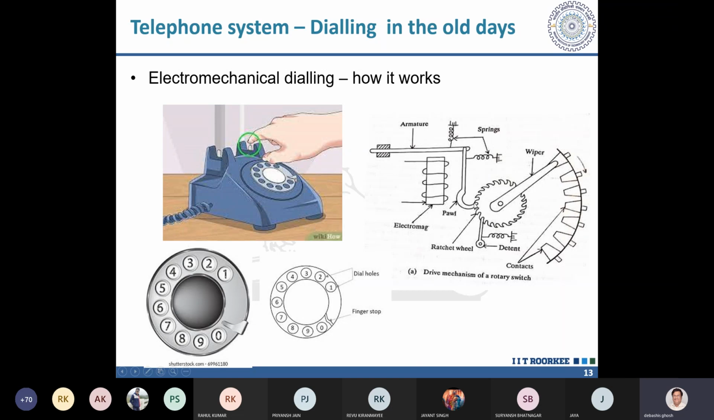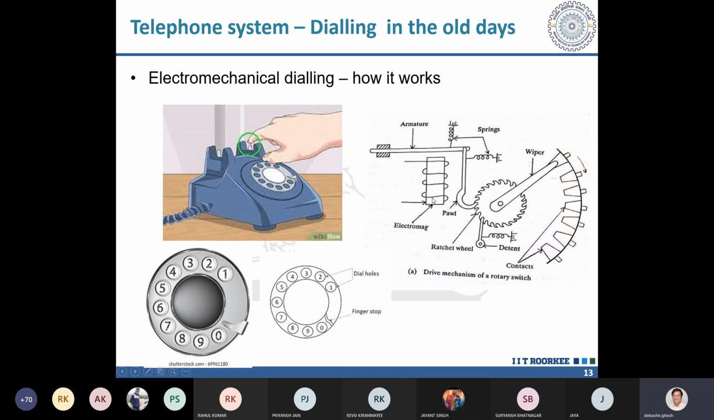Whenever this armature is coming down, you can see there is this ratchet wheel. This hook is called the pawl. This pawl is holding the ratchet wheel from moving. It will not allow the ratchet wheel to move at all. Otherwise, if there is no pawl, because of the spring, this ratchet wheel will keep on rotating. The spring will pull it, and hence the ratchet wheel will rotate in the anti-clockwise direction.